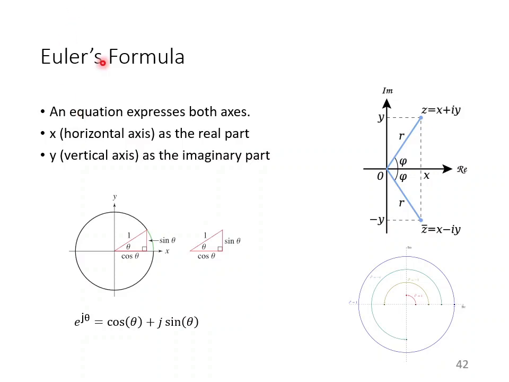I need to begin with Euler's formula. So Euler's formula is, this is the natural number e, okay? The j is the imaginary part, so this is a complex number, not a real number. So e to the j theta equals cosine theta plus j, the imaginary part, times sine theta.